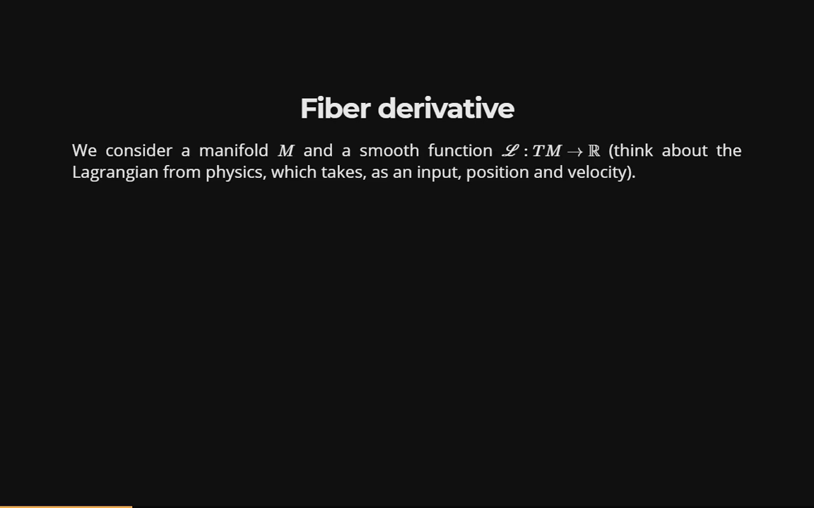So we have a manifold, M, and a smooth function from the tangent bundle of M to R, the Lagrangian. The time-independent Lagrangian takes as an input space, position and velocity. Position is a point on your manifold, and velocity is a tangent vector on your manifold. So it takes as an input a point and a tangent vector to that point. So it takes as an input an element of the tangent space. So the tangent space is our phase space in the sense of physics.